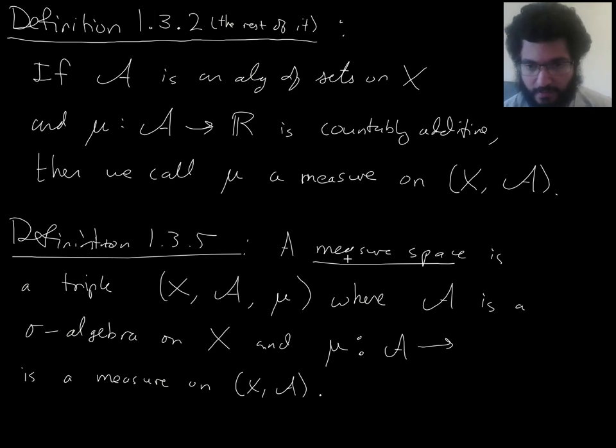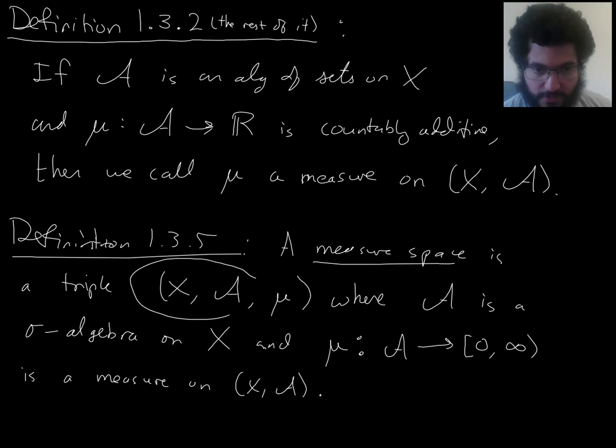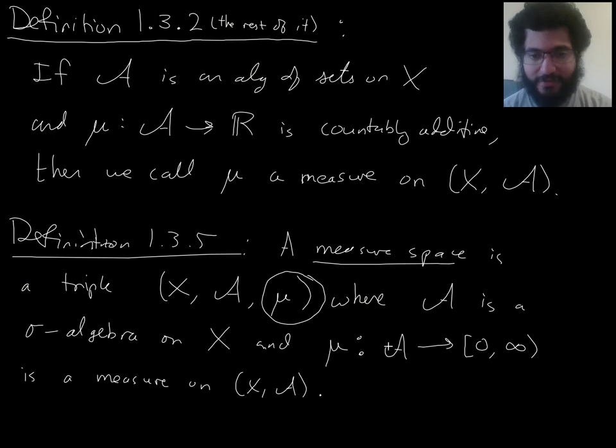But for a measure space, in our definition, we're going to require that mu always be non-negative. So instead of taking arbitrary, just any real values, it has to take non-negative real values. So then we call it a non-negative measure. So a measure space is a measurable space, a set with a sigma algebra, along with a countably additive non-negative function on the collection of measurable sets. Or in short, a measure space is a measurable space equipped with a non-negative measure.